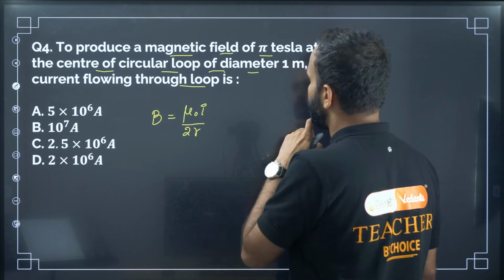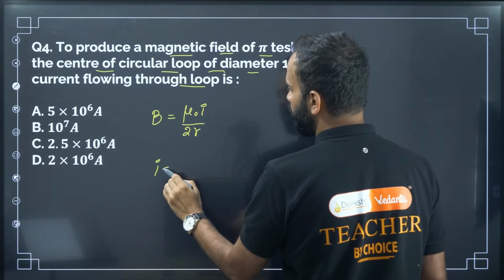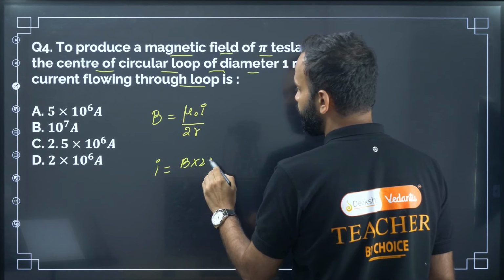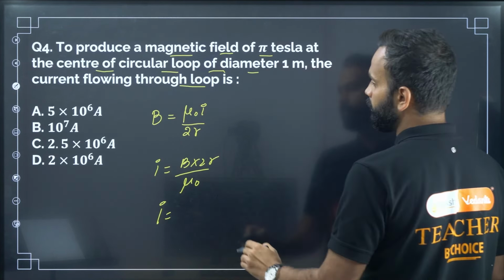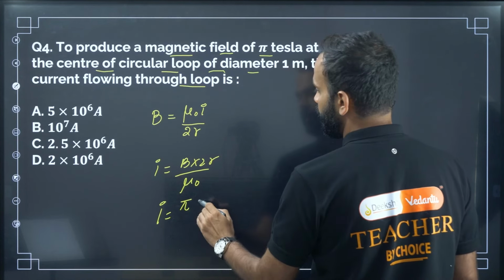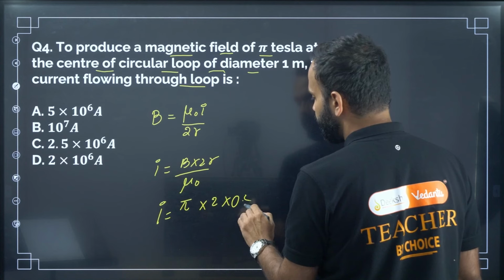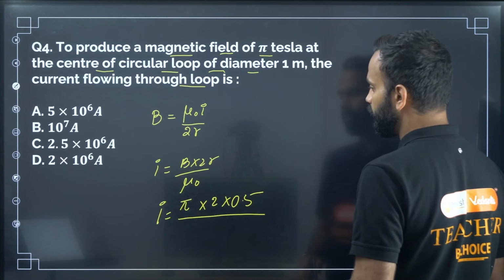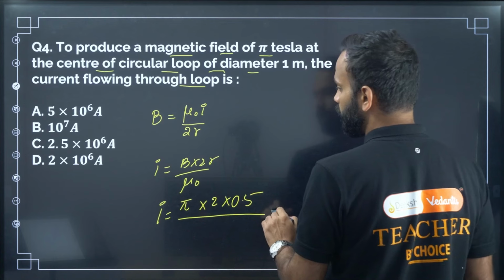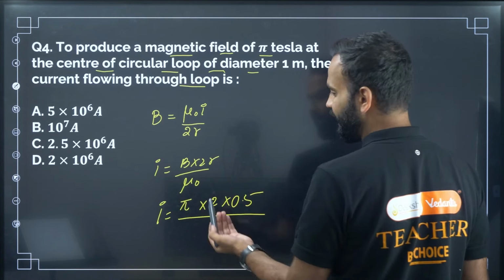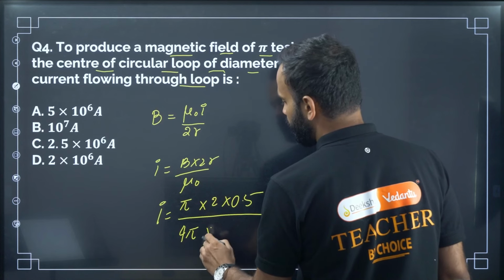So now what we need to find? Here we need to find current flowing through the loop. So I equal to B into 2r divided by mu naught. So now I equal to B is pi Tesla into 2 into radius, and diameter is 1 meter so radius is 0.5 meter, 0.5 into 2, that is 1 only, divided by mu naught is 4 pi into 10 to the power minus 7.